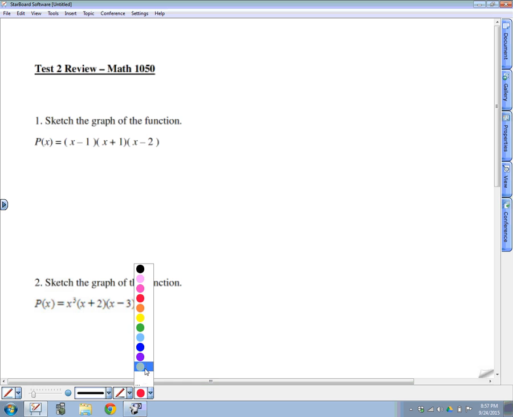So question 1, we are to sketch the graph of the function. Same directions as on question 2. The way I instructed to sketch the graph of a function, pretty much 3 steps. Step 1 was to find the zeros. Step 2 is the y-intercept, and step 3 was the end behavior.